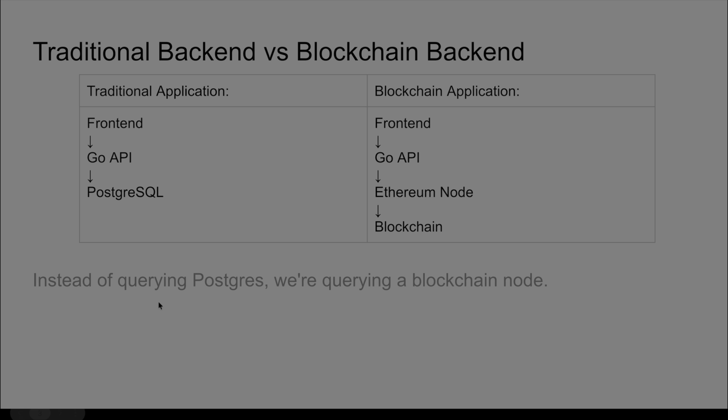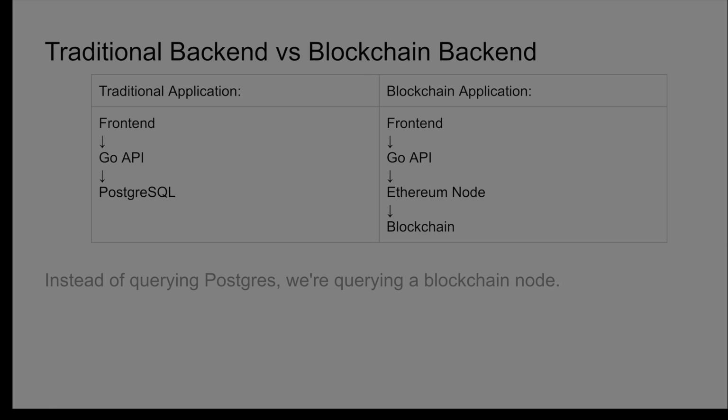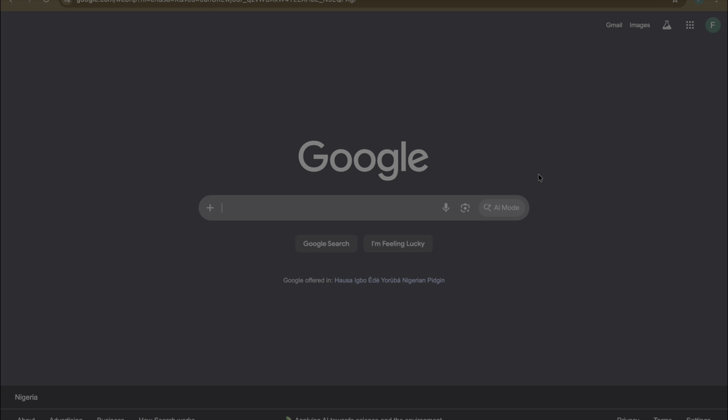So now let's go. It says instead of querying Postgres, we are querying the blockchain node. Basically, that is just what we are doing when we are talking about the difference between a blockchain backend and a traditional backend, right? So now let's set up an RPC node.